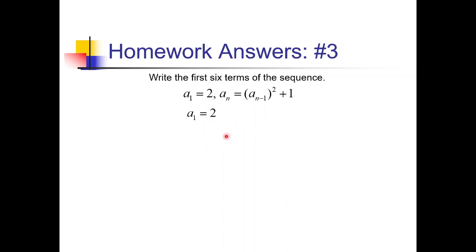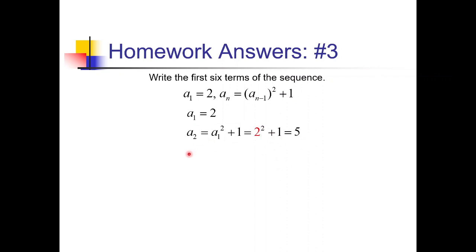For this problem, to get the first 6 terms of this sequence, let's start by writing the first term, which is 2. And then for each of the next few terms, we have to take the previous term, square it, and then add 1. So a sub 2 is going to be a1 squared plus 1. That's 2 squared plus 1. This is 4 plus 1, which is 5.